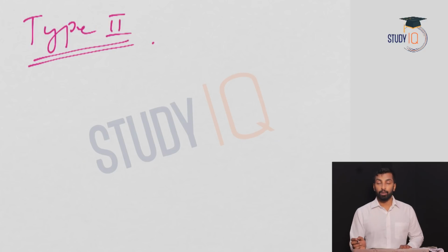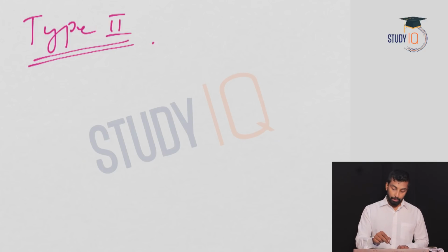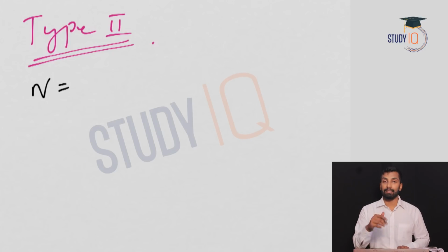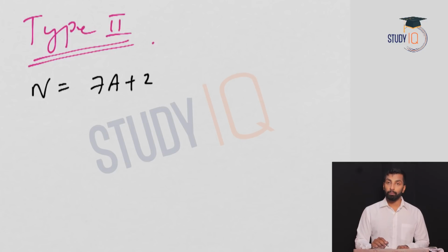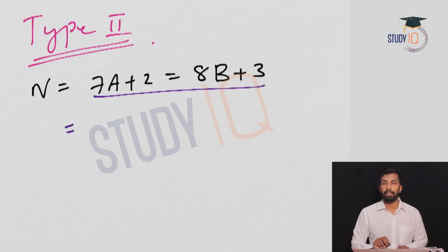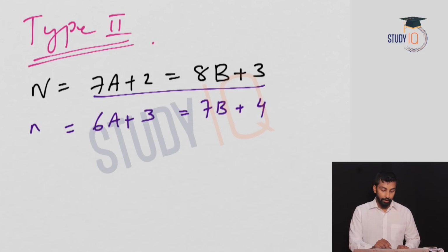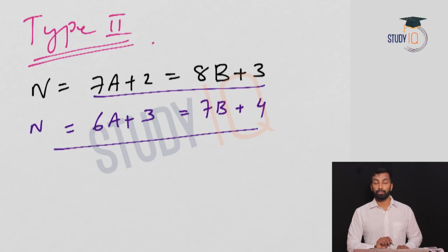So you can mark it as type 2. Let's understand what this type is. I give you a question, N is equal to, it can be put in different words, right? I have a number which when divided by 7 leaves a remainder 2, which when divided by 8 leaves a remainder 3. Now, if you want, you can make another question. You can write it as 6a plus 3 is equal to 7b plus 4, a different number. I just made a question. So this is how you can make a question.